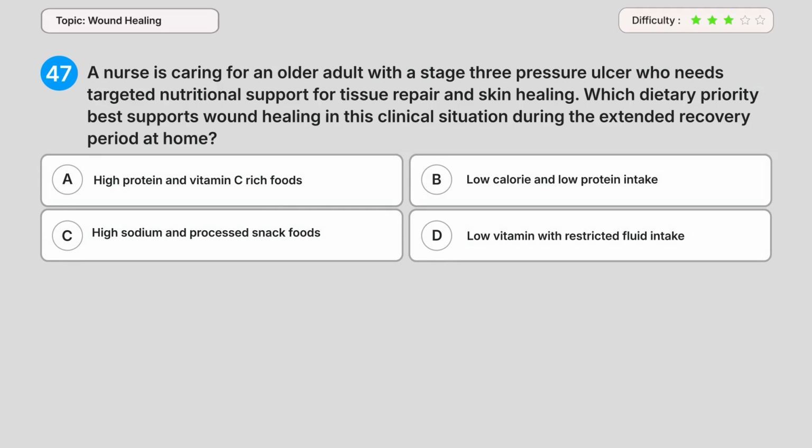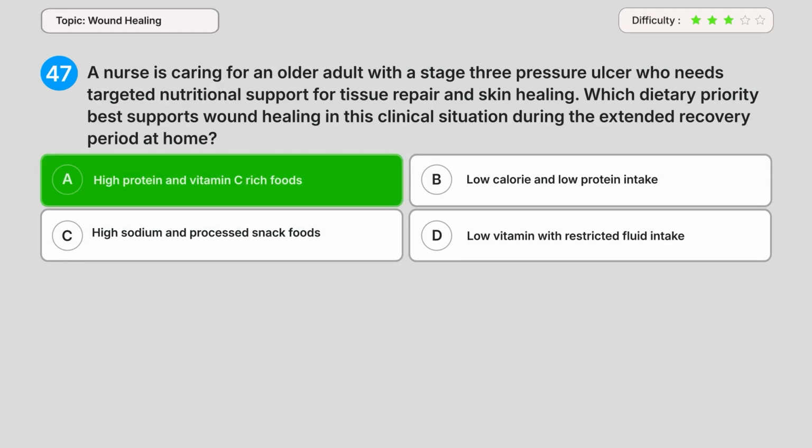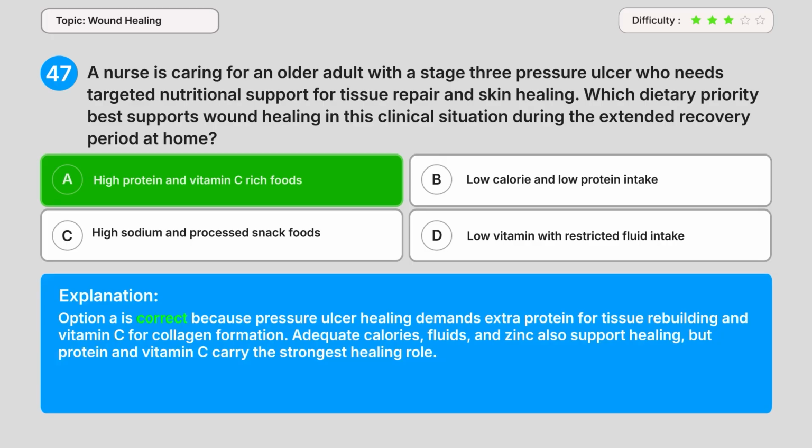Correct answer: A. High protein and vitamin C rich foods. Explanation. Option A is correct because pressure ulcer healing demands extra protein for tissue rebuilding and vitamin C for collagen formation. Adequate calories, fluids, and zinc also support healing, but protein and vitamin C carry the strongest healing role.